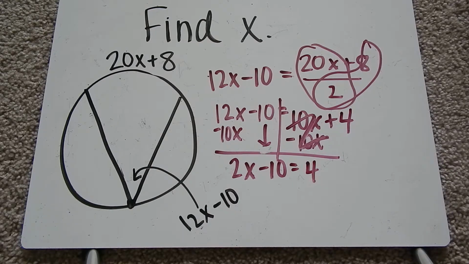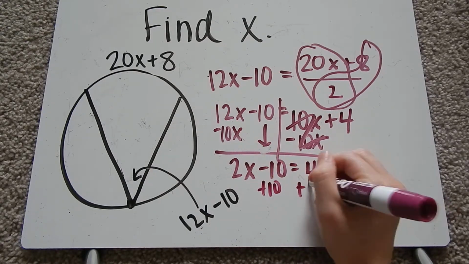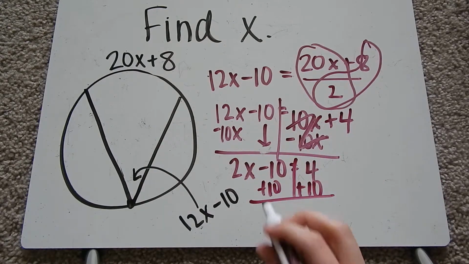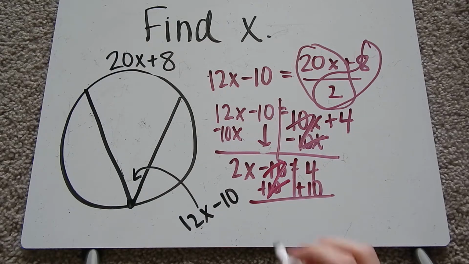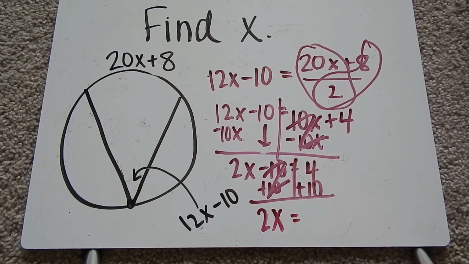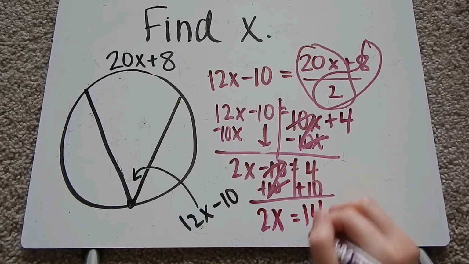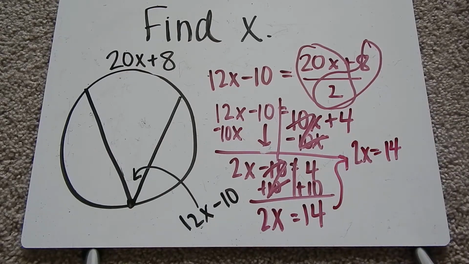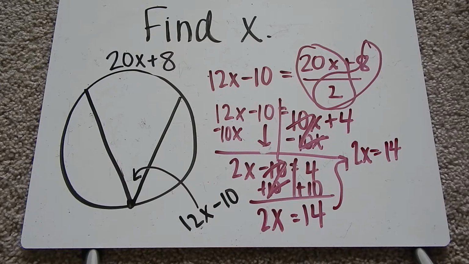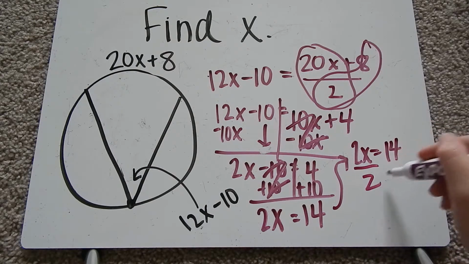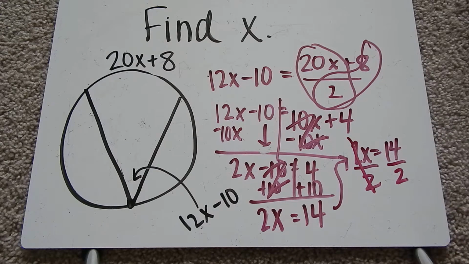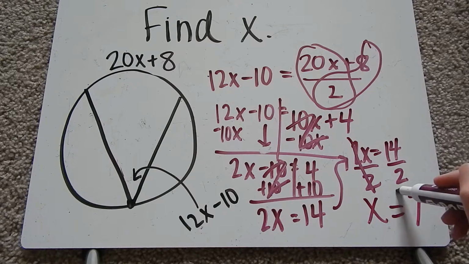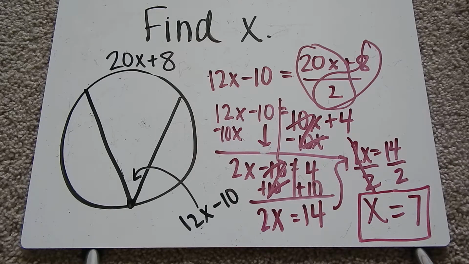Now I want to get all my numbers, or all my constants, to the other side. So I'm going to go ahead and add 10 to both sides. That will zero it out over on the left. So we're left with 2x equals 10 plus 4 is 14. I'll bring that over here so we have a little bit more space to work with. Our last step to get x by itself is to divide both sides by 2. The 2's will cancel out, leaving x. 14 divided by 2 is 7. So we get x equals 7.